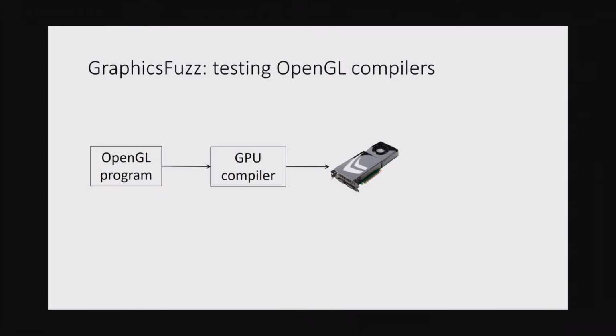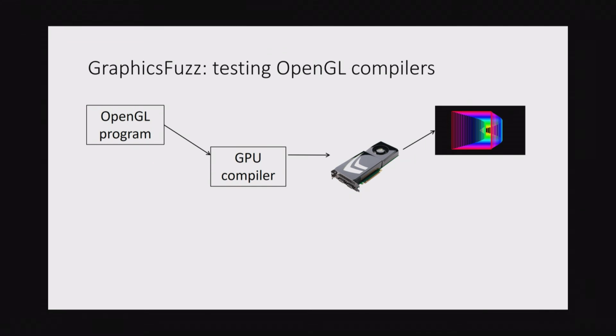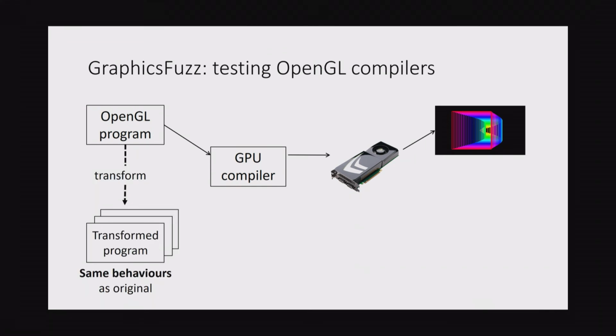All right. So I want to tell you how we find these bugs. If you've got an OpenGL program, which is one of these graphics shader programs, and you want to run it on a device, you push it through a GPU compiler. You then run it on the device, and an image gets rendered. What we do in our work is we take the original program, and we apply a whole lot of transformations to it to get a stack of these transformed programs.